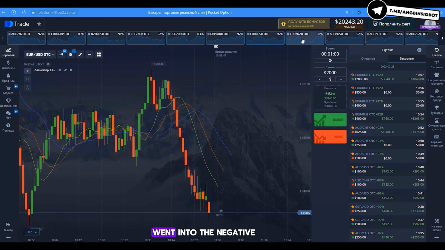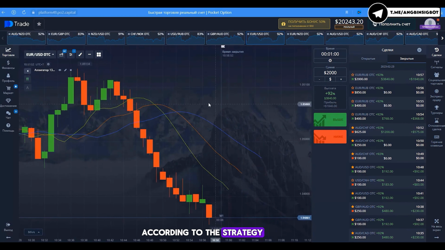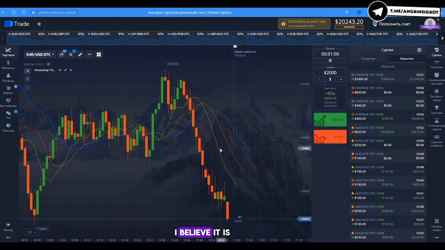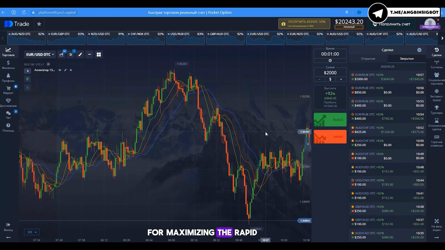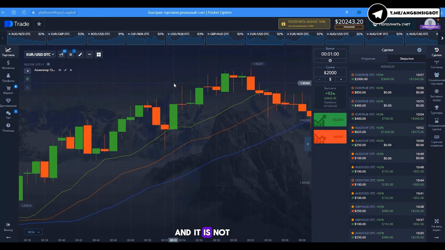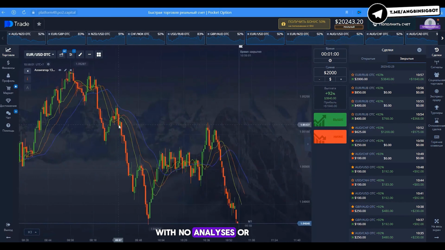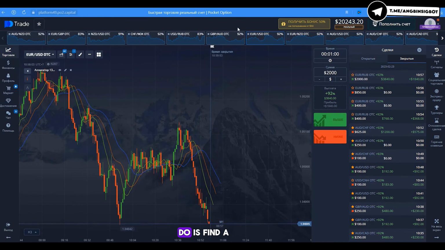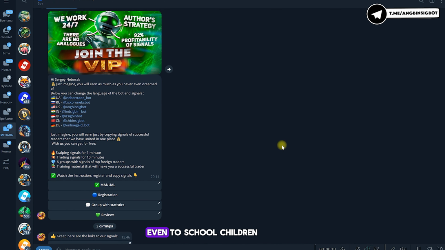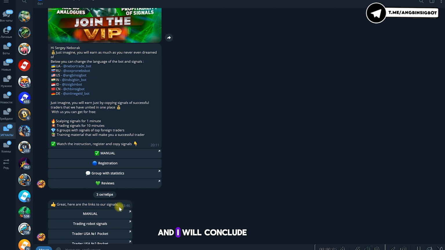Unfortunately, the last one went into the negative, but I managed to bring it to profit just the same, according to the strategy. This is the overall strategy. I believe it is the best of the best for maximizing the rapid increase of your balance, and it is not complicated at all, with no analyses or calculations required. All you need to do is find a suitable situation and make trades according to conditions that are understandable even to school children. And I will conclude here.